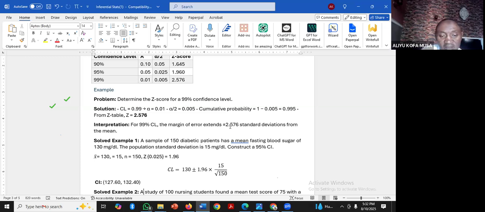Then you divide it by 2, and you get your alpha over 2. Don't be confused. The first thing, we have chosen our CL. We are given a confidence level of 99.